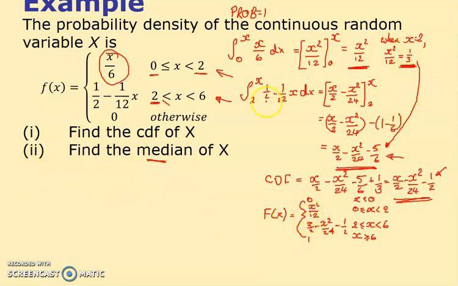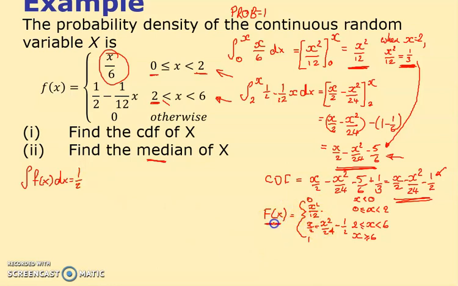Now, the median, of course, in the past we've found the median by integrating f of x and setting it equal to half, because the median is halfway through the data. This is a half still, but I've got to work out which section. It could be this section or this section that I'm going to integrate.